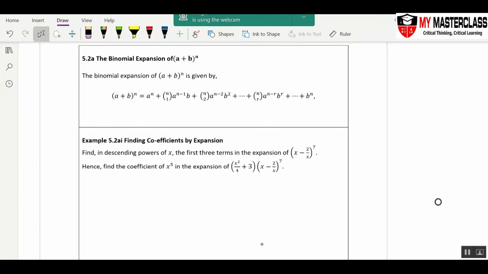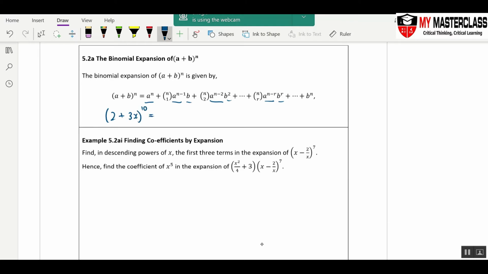So by now you should be able to see the pattern when it comes to the binomial expansion. For a plus b to the power of n, the a will always start with the first term, with power of n. Then its power will decrease, decrease, decrease. And subsequently, from the second term onwards, the b's power will start to increase, increase, increase. Something like 2 plus 3x to the power of 10.